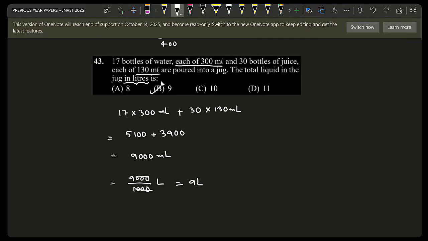Option B. Doubts in this? You can raise a hand. Students, any doubts? No doubts. Moving to the next one, the 44th one.